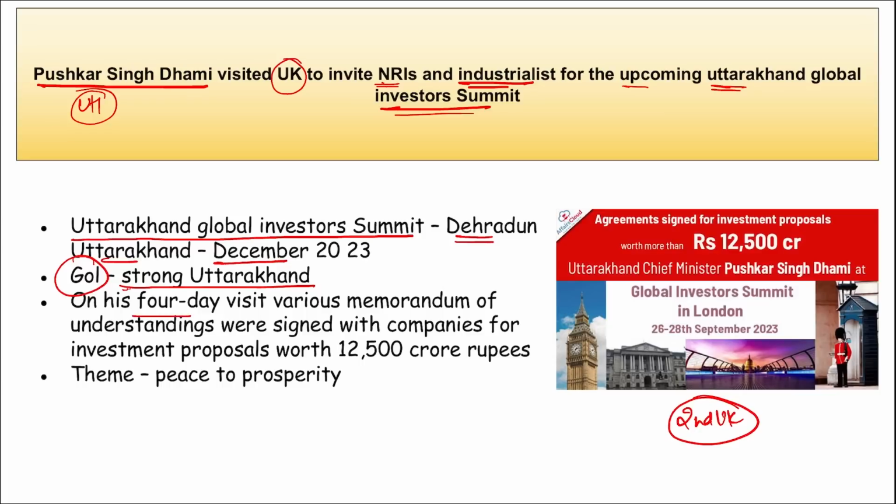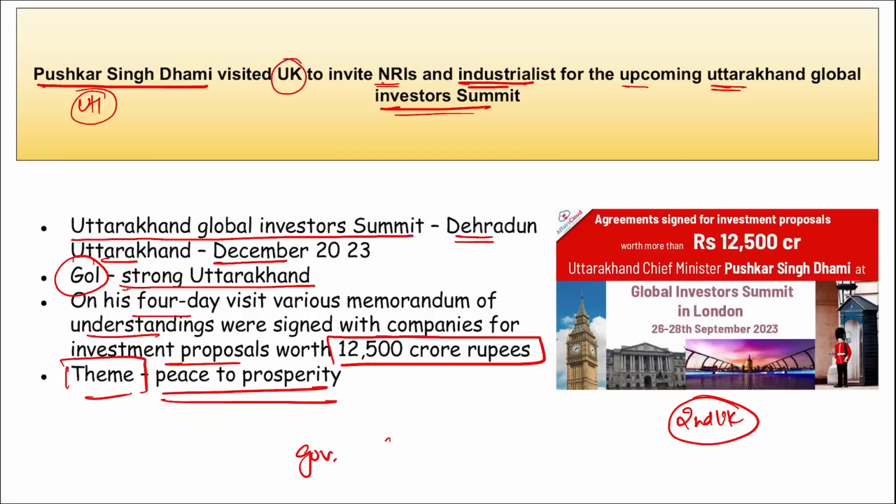And on his 4-day visit to the UK, he signed various memorandums of understanding with companies for investment proposals worth 12,500 crore rupees. And the theme for this Uttarakhand Global Investor Summit will be peace to prosperity, right? Next, who is the governor of Uttarakhand? Remember, the governor is Gurmeet Singh, and the Chief Minister of Uttarakhand we just saw is Pushkar Singh Dhami.